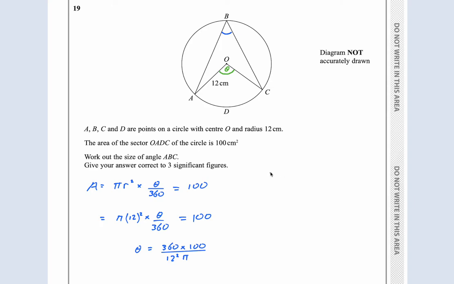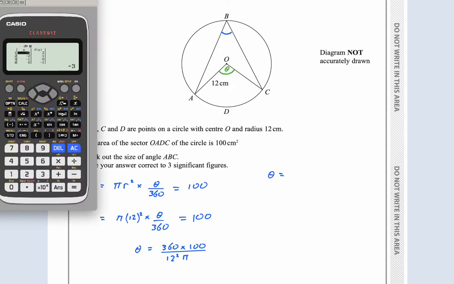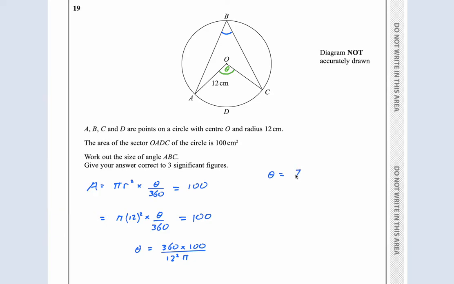So theta is equal to 360 times 100 over 12 squared times pi. Shift and this for pi, right? So that's the very same as this, guys. And it gives me 79.577.